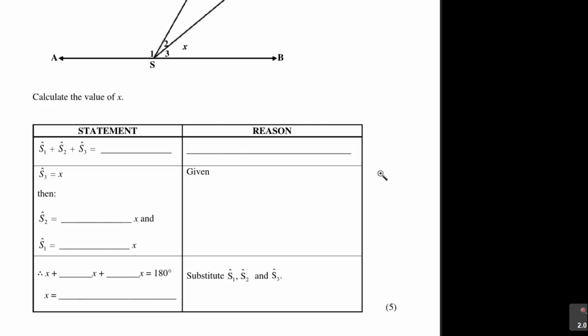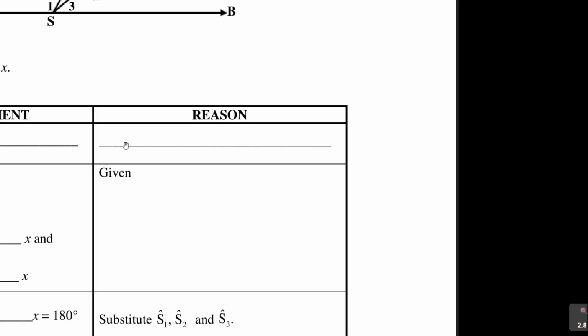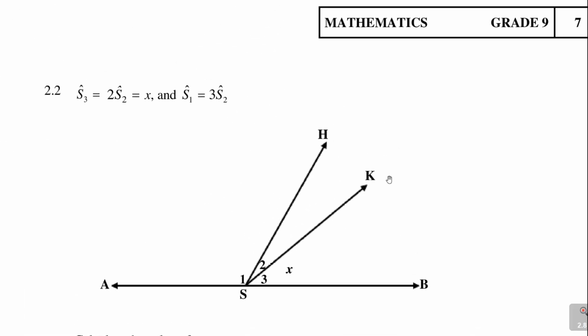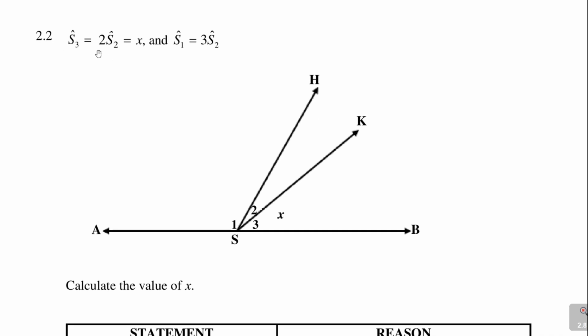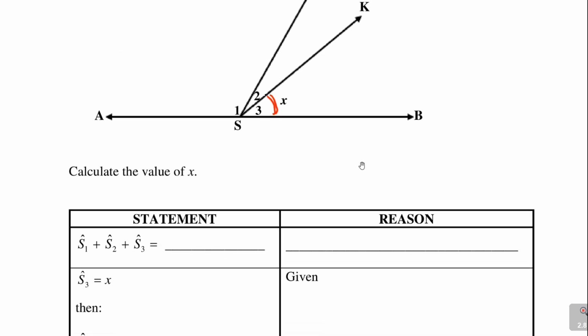Now, we're just going to wrap up with this question. 2.2, which says S3 is equal to 2S2. Now, S3 is this one. Is equal to 2S2. Okay, there's a statement which equals to, and then S1 is 3S2. And then they're saying calculate the value of X. And then you give reason.